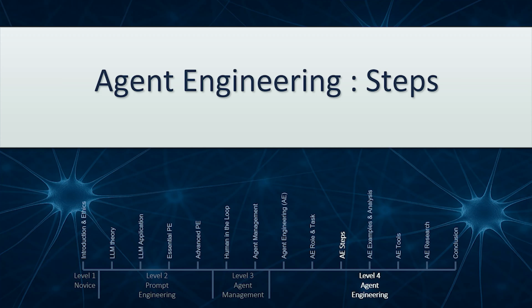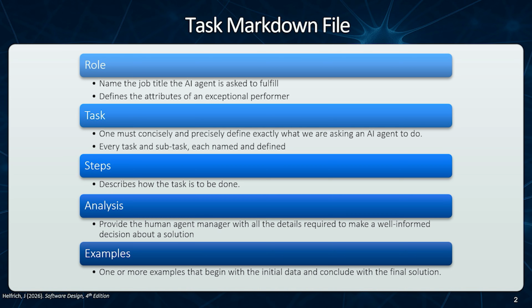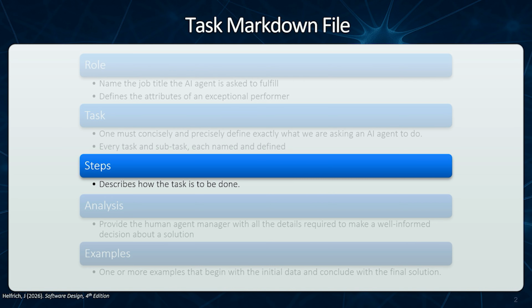Today's video is about the steps component of agent engineering. This is part 10 in a 14-part series. When creating a custom agent, the most important part is creating a task markdown file. This has 5 components: a role, a task, steps, analysis, and examples. Today we're going to focus on the steps section.